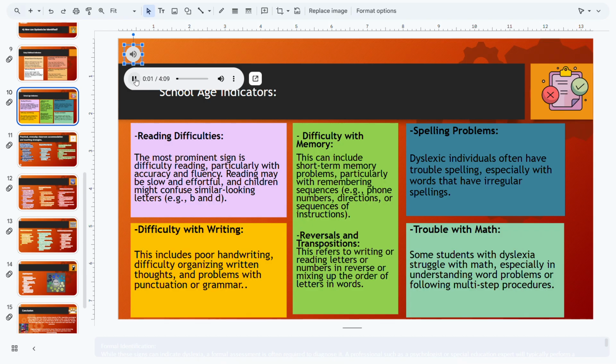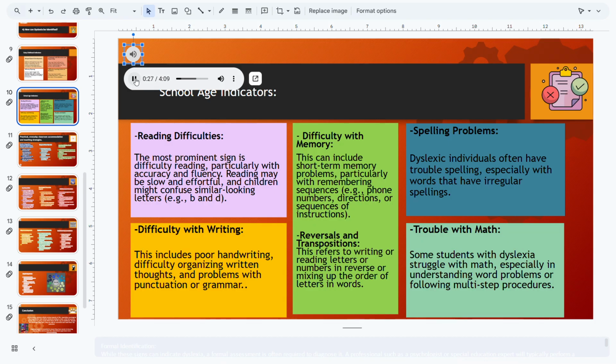Now, if we look at school age indicators, there are quite a few main symptoms that one can identify. Firstly, we will look at reading difficulties, and this is the most prominent sign, particularly with accuracy and fluency. It can be observed that the reading will be slow and with a lot of effort.